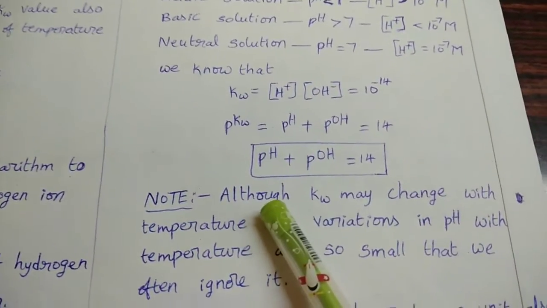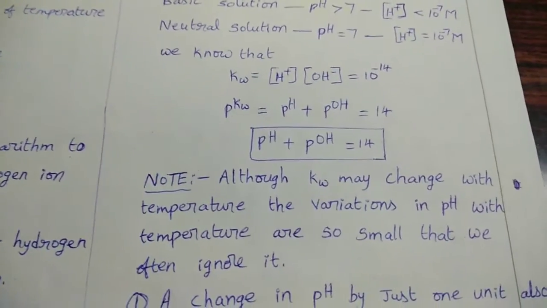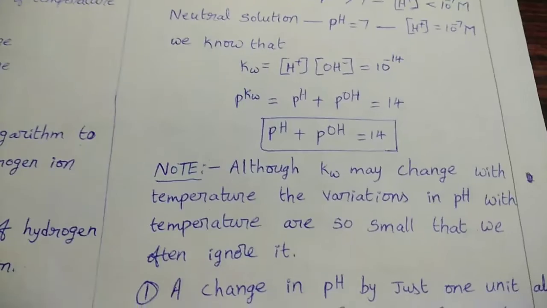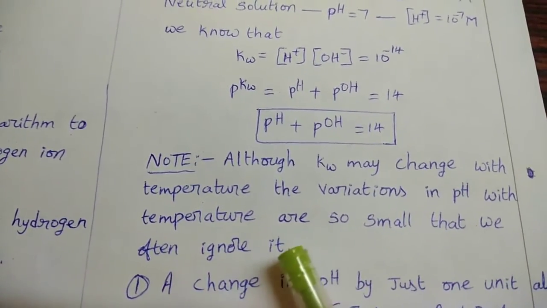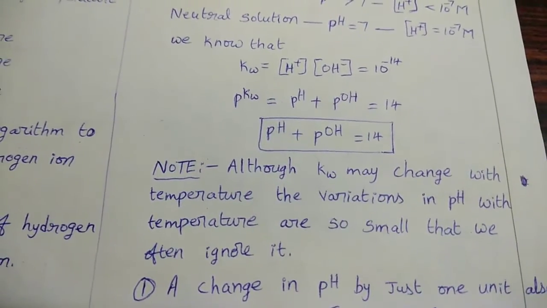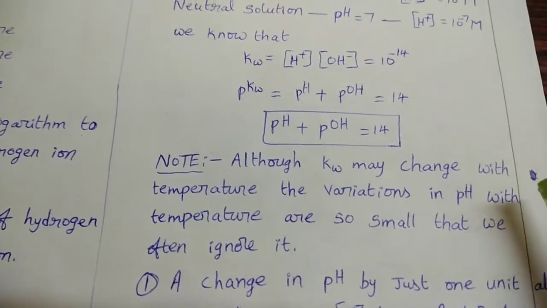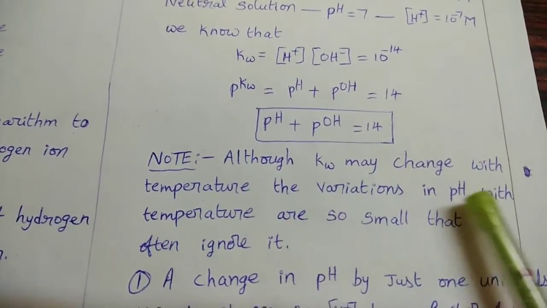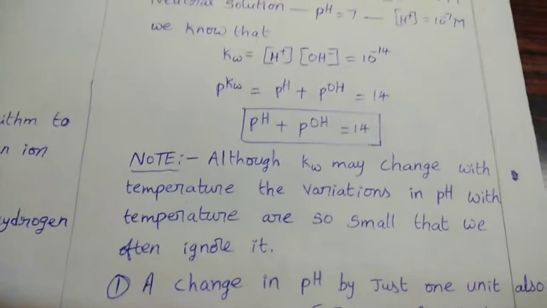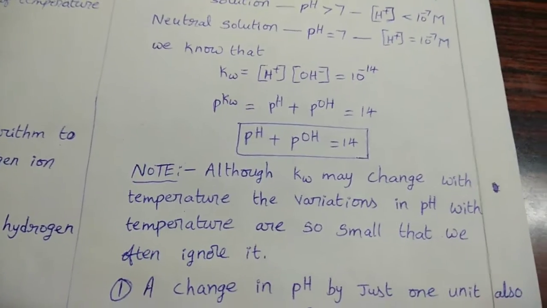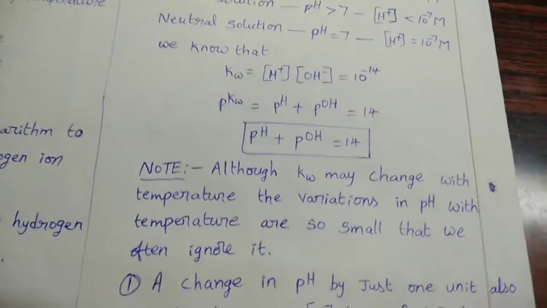Next, although Kw may change with the temperature, the variations in pH with the temperature are so small that we often ignore it. Kw value is a temperature variable. Temperature changes, Kw will also change. But temperature changes, change in the pH value is negligible. Very small change takes place in the pH values when temperature is changed. That's why these changes we can neglect.